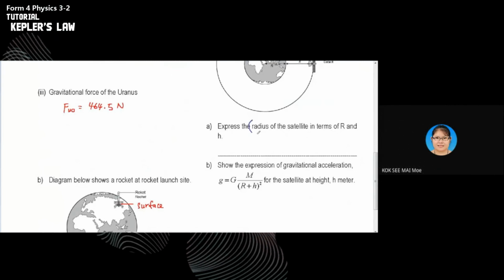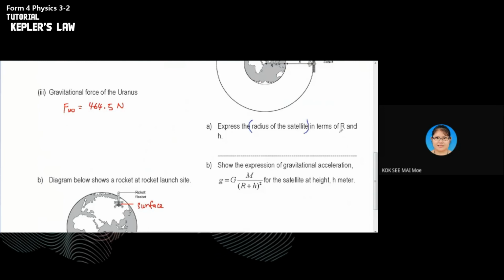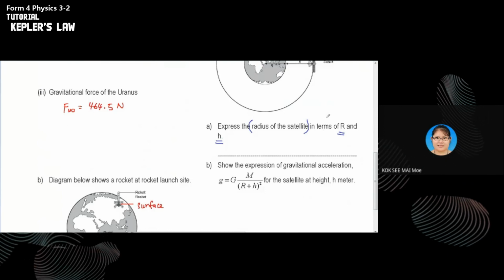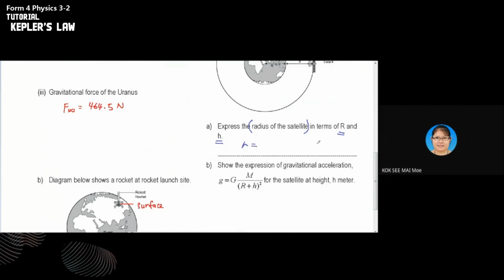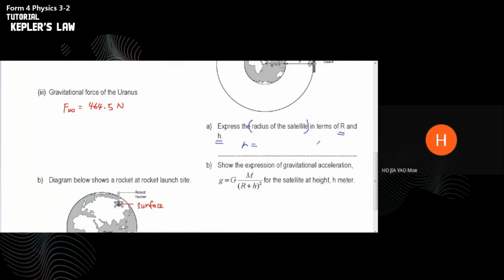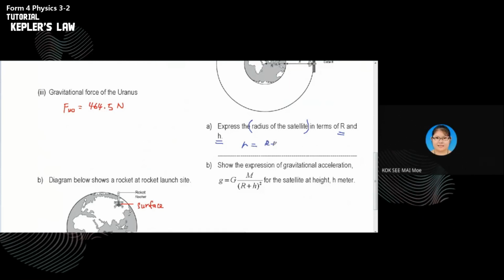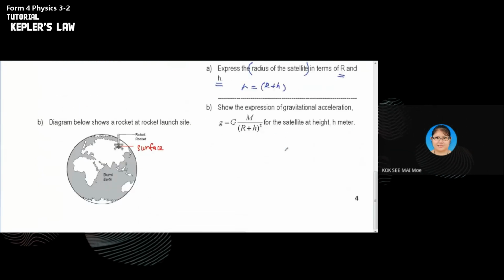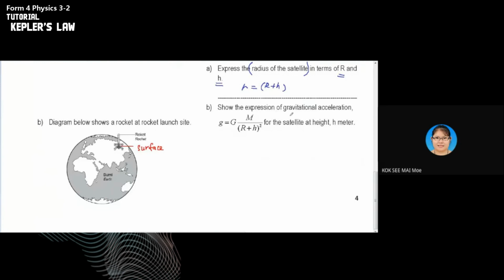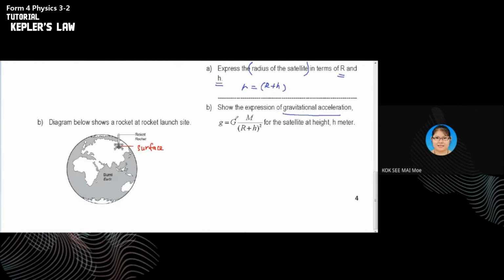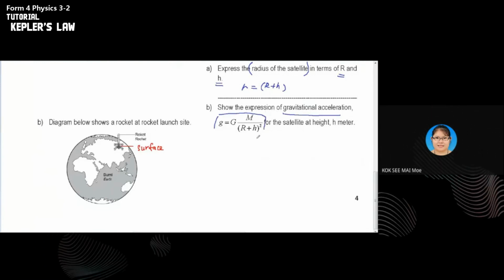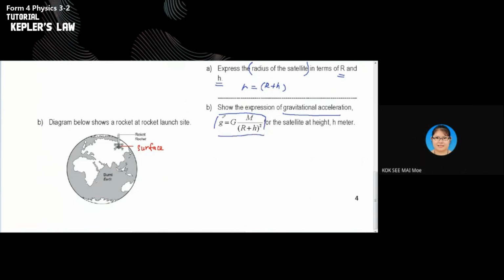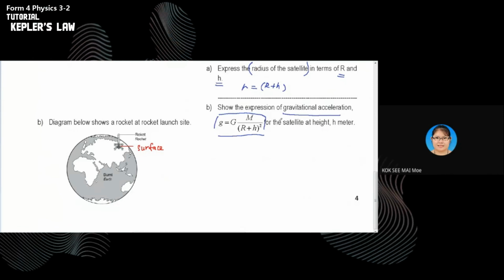Now, can you tell me the radius of the satellite is how many? I just want the answer in R and h. Then it should be r equal? R plus h. Yeah, R plus h. So this one is the radius of the satellite. Okay, now they want you to show the explanation for the gravitational acceleration formula from the satellite at the height h. Okay, how to get this formula? How many here still remember?